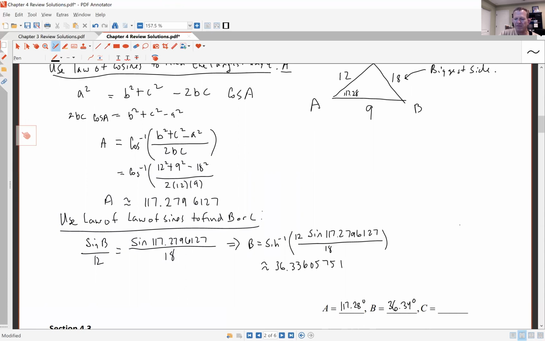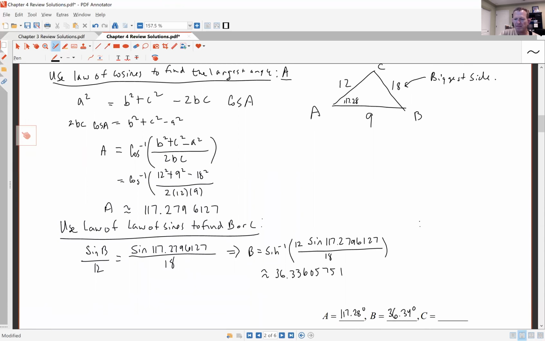And now we have to find C. C is 180 minus 117.28 minus 36.34. When you're finding these angles, you don't need to use all the digits. This gives us 26.83.